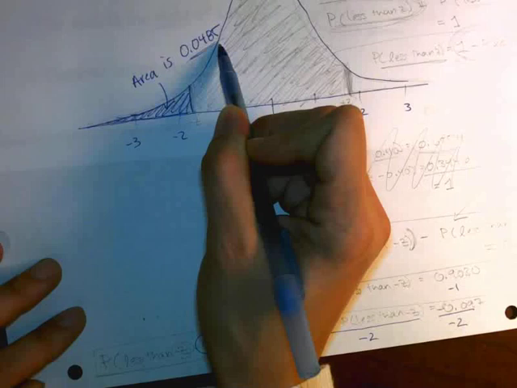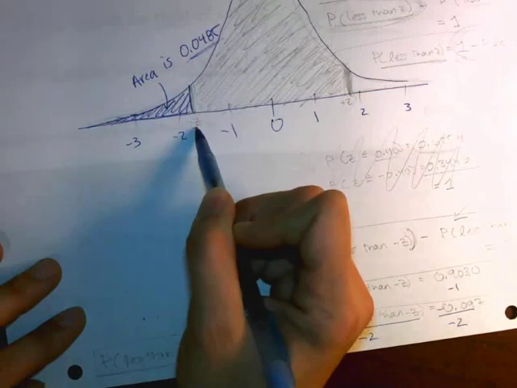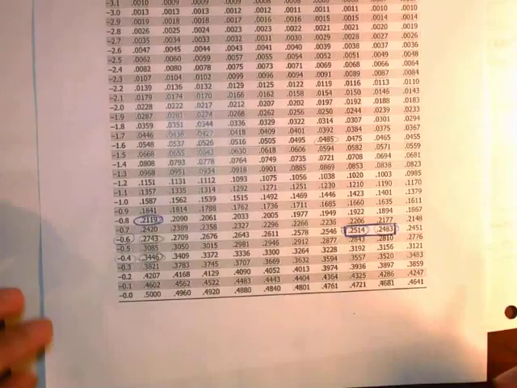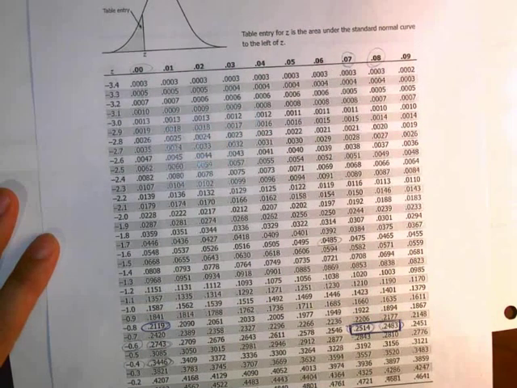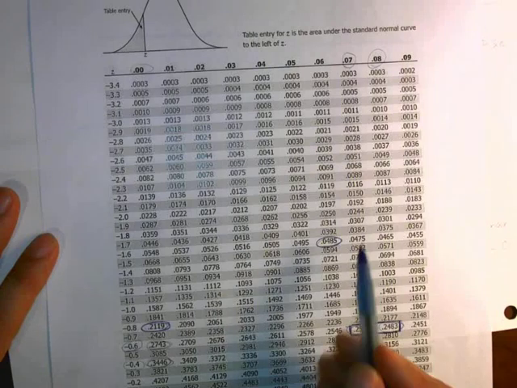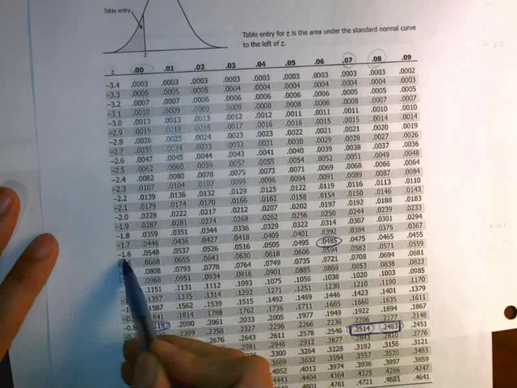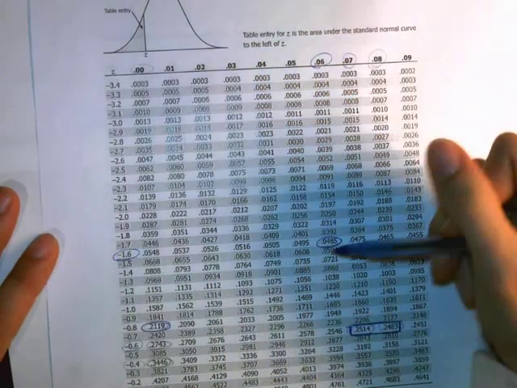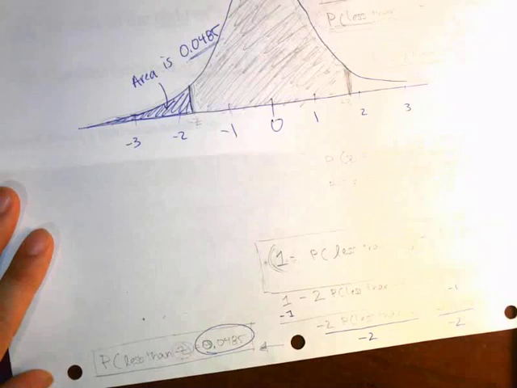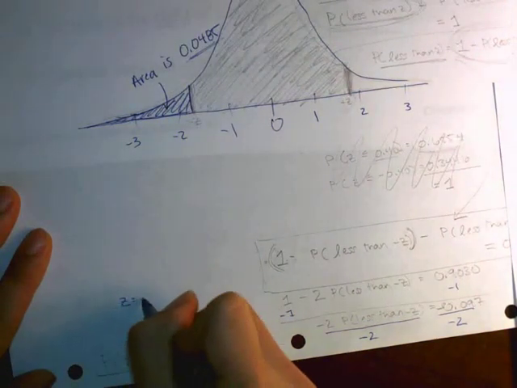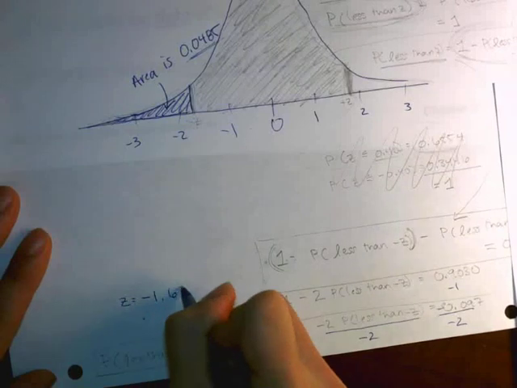We want to find the z value that corresponds to this number on the table, right? We want the area to the left of this number. So let's look for 0.0485 in the table, and that should be the value of z that we're looking for. Scan through here, and there is my 0.0485. So that corresponds to a z value of negative 1.6, and up here, all the way up, 6.